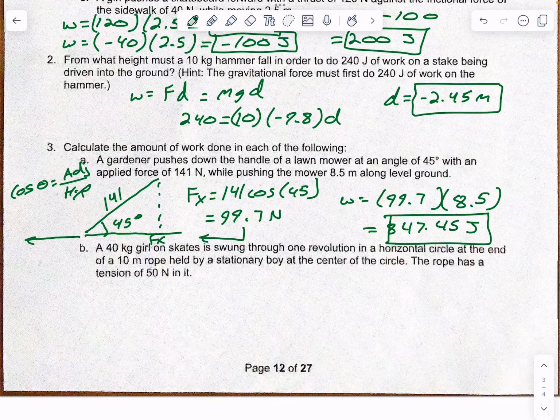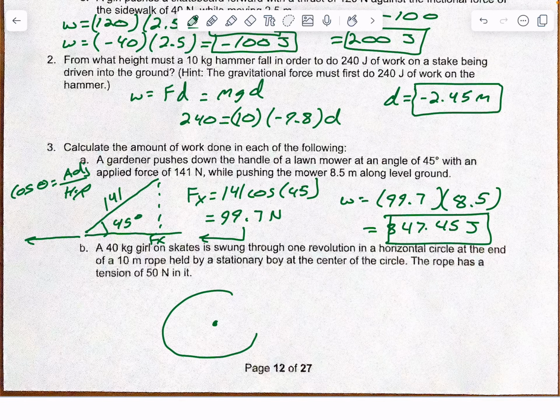B, a 40 kilogram girl on skates is swung through one revolution in a horizontal circle at the end of a 10-meter rope held by a stationary boy at the center of the circle. The rope has a tension of 50 newtons in it. So this is circular motion.